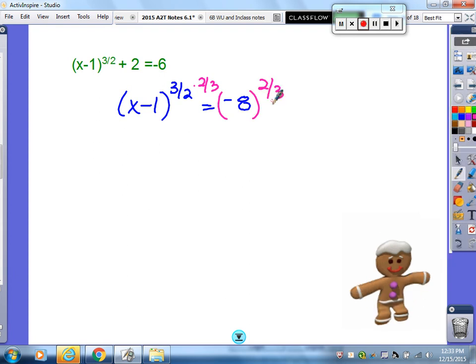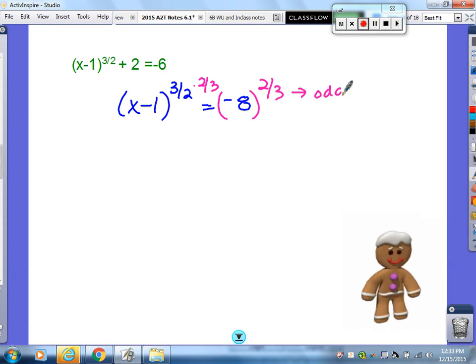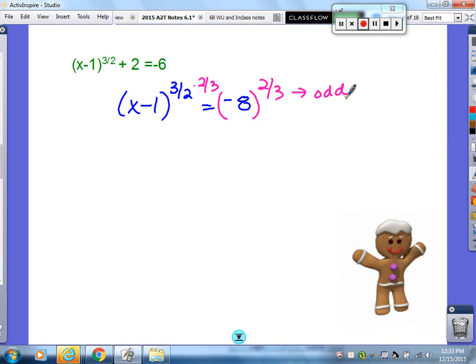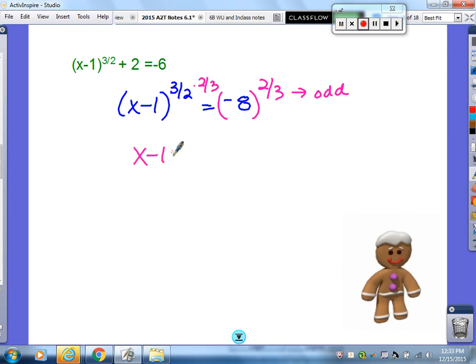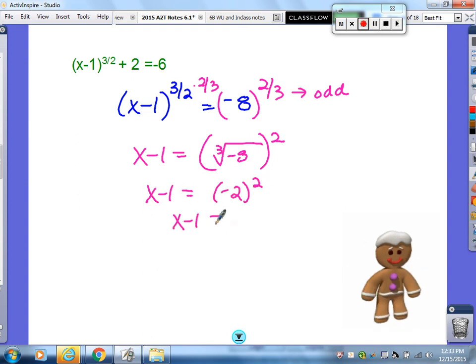2 thirds. This is odd, so I don't need a plus or minus. So I get x minus 1 is equal to, let's see, I've got the cube root of negative 8 squared. So x minus 1 equals negative 2 squared, which is 4. So x is equal to 5.